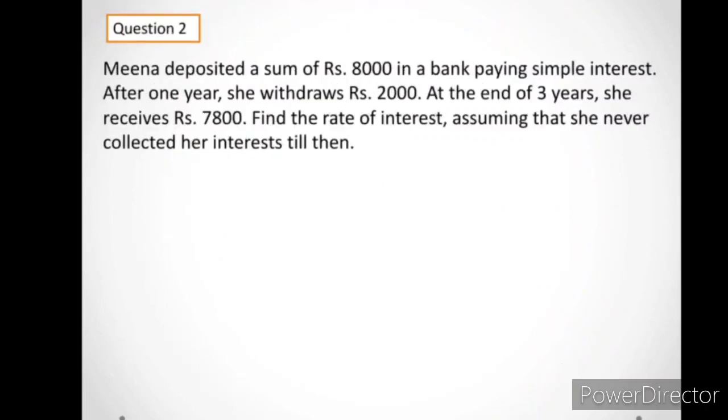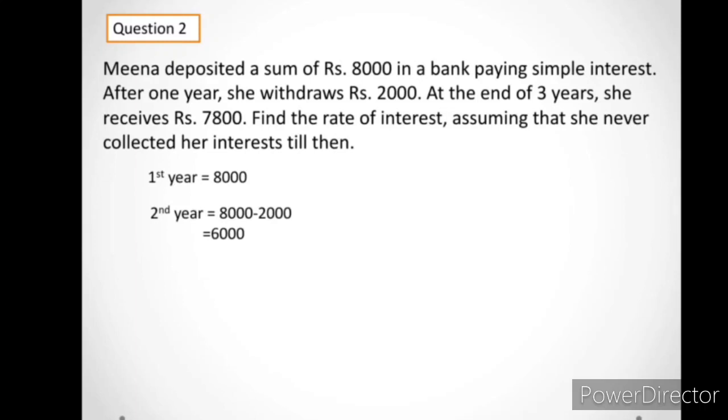Okay, let's go to question number 2. Meena deposited a sum of rupees 8,000 in a bank, paying simple interest. After 1 year, she withdrew 2,000. At the end of the 3 years, she received 7,800. Find the rate of interest, assuming that she never collected her interest till then. Okay, here the question is, we need to find the rate of interest. So what we have is that in the first year the amount is 8,000 that she deposited in the bank. For the second year she has withdrawn 2,000.